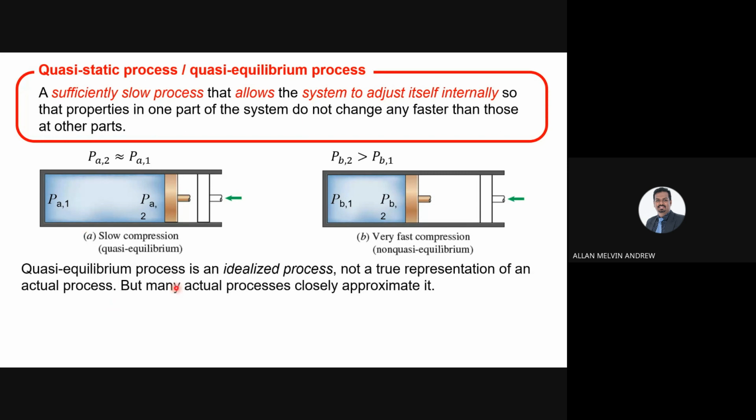Quasi-equilibrium process is an idealized process, not a true representation of the actual process, but many actual processes closely approximate it. We always wish for it to be that way so that we can do a lot of investigation. But it might not be the true representation of the actual process. Maybe in real life conditions, things may happen very fast. You cannot expect nature to follow your instruction, right? It will do whatever.